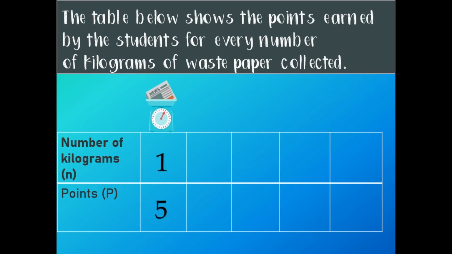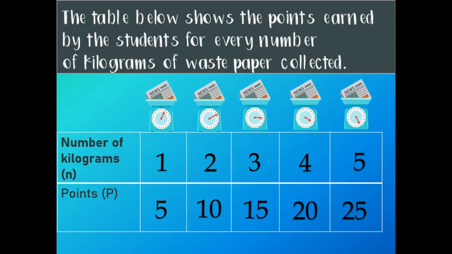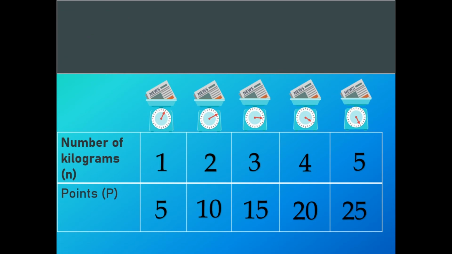1 kilogram of papers is equivalent to 5 points. 2 kilograms is 10 points. 3 kilograms is 15 points, 4 kilograms is 20 points, and 5 kilograms is 25 points, and so on and so forth.